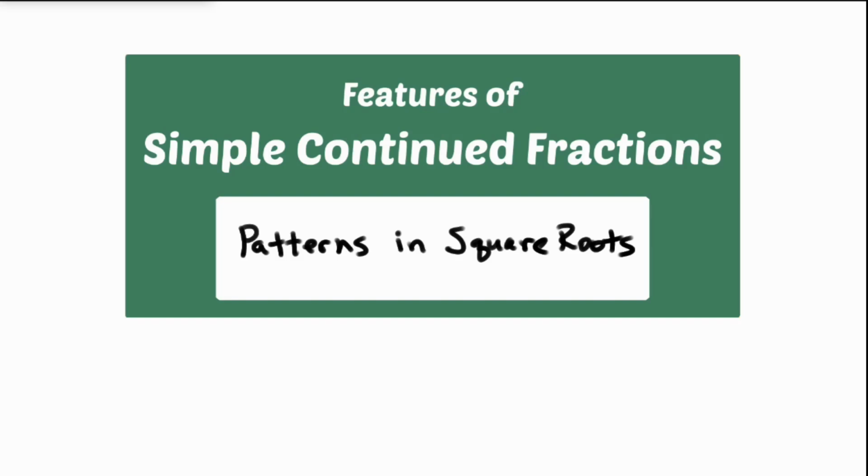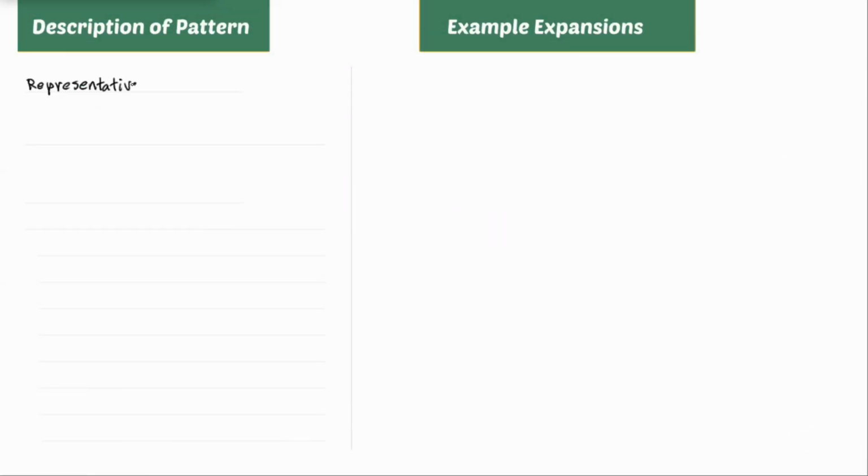When you expand quadratic numbers into simple continued fractions, something pretty amazing happens. A pattern appears. This video is about the pattern that appears when we expand square roots. We'll describe the pattern and discuss examples. Let's get started. First, let's look at a representative example.